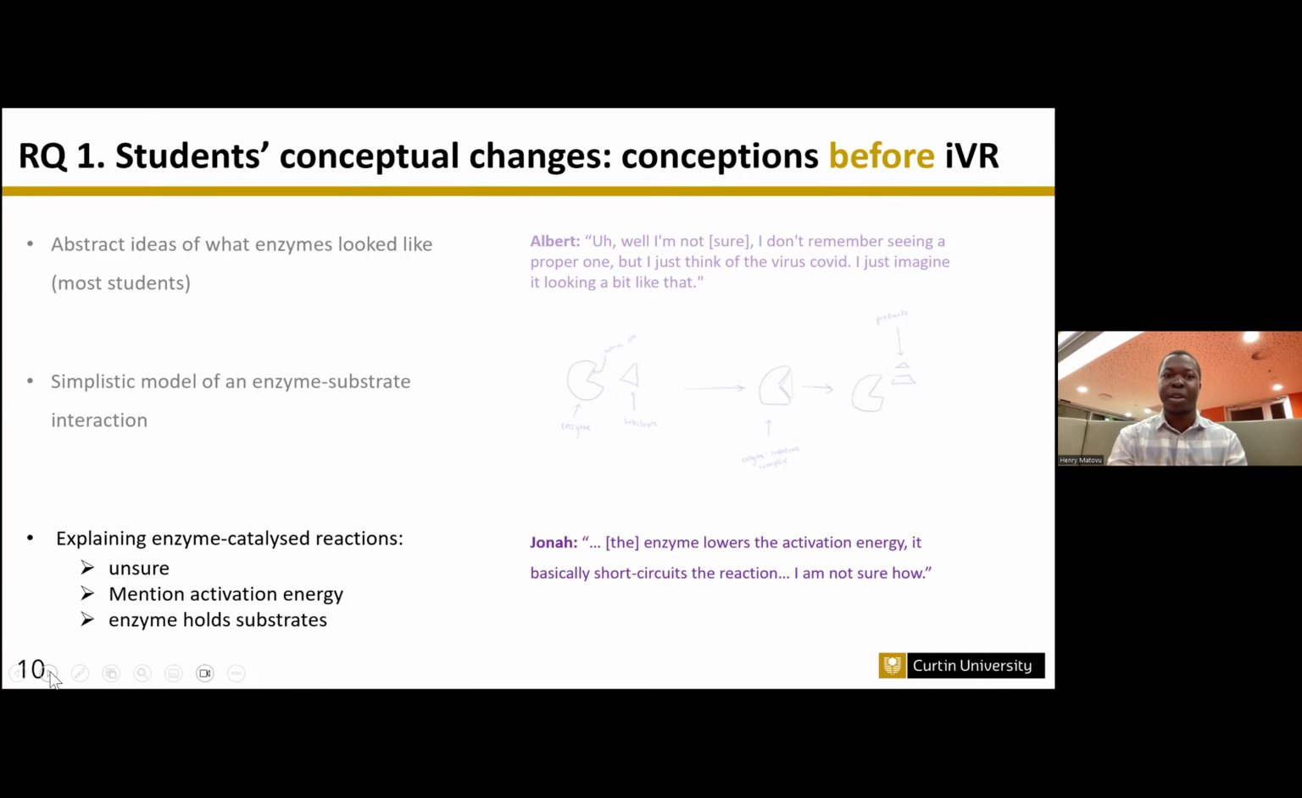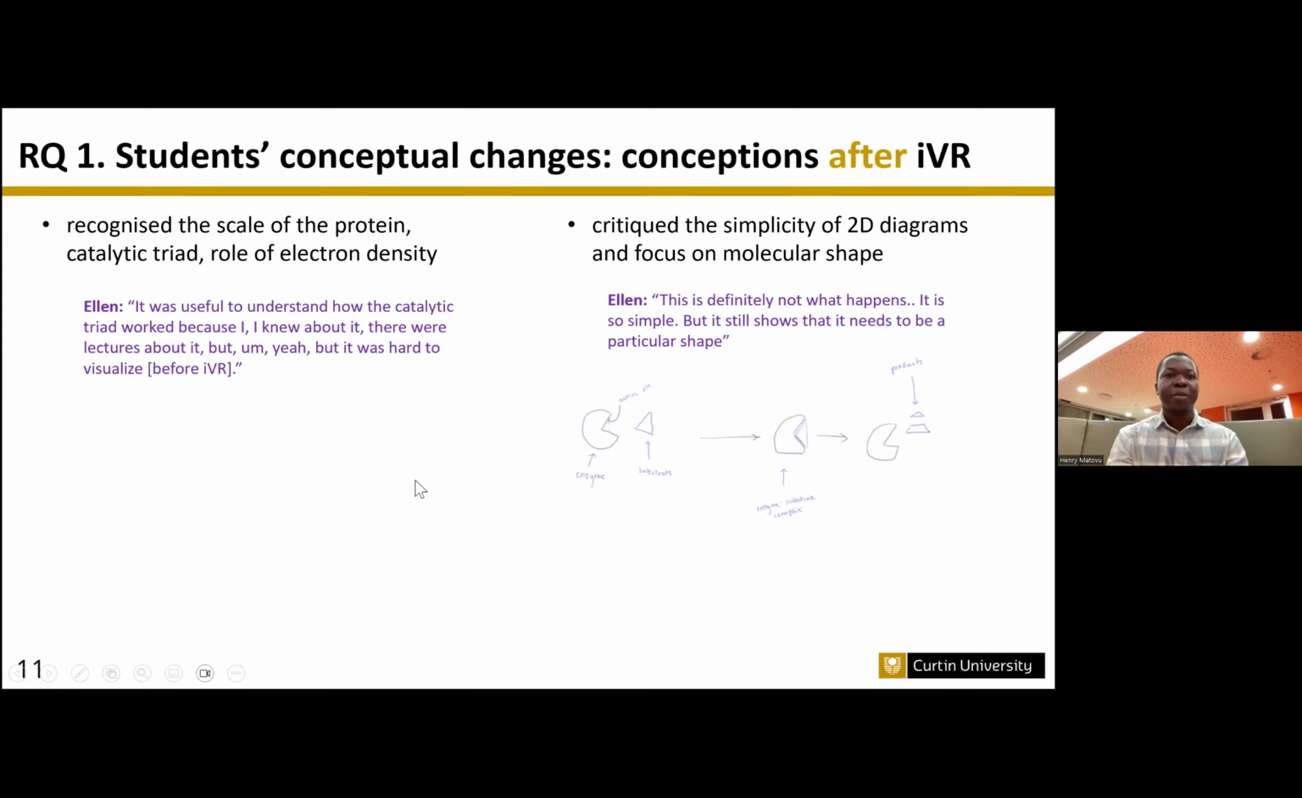That was before VR. Now, after IVR, we asked them, what did you learn about enzymes? Students realized that it was not just about the shape aspect that they were highlighting in the pre-interviews. They realized the scale of the protein. They realized the role of electron density. They realized the importance of the catalytic triad.